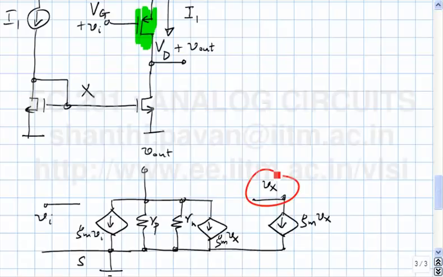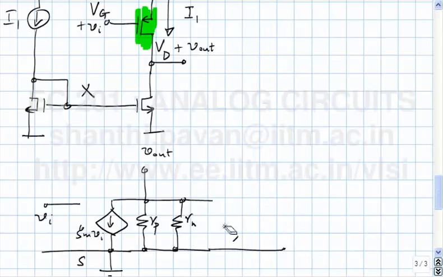0. Why? Why is it 0? By Kirchhoff's current law, no current flows, so Gm Vx must be 0. So incrementally, Vx must be 0, which means that no current is flowing, so I can replace this by an open circuit. Vx is 0, so this current is also 0.